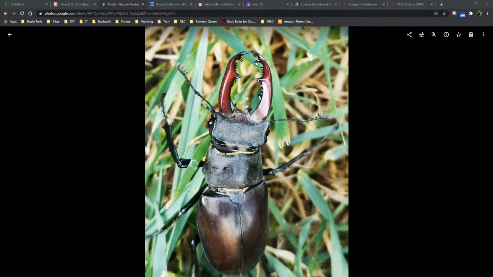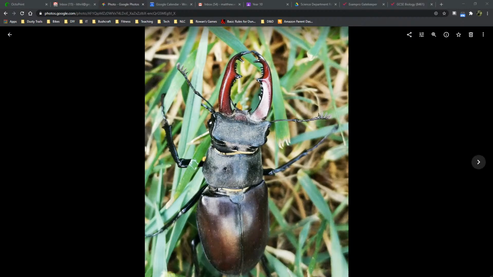They only really use it for attracting the females and for when the males are fighting, because they're actually so big that they can't get enough strength into them to actually cause any damage to us. Whereas the females have much smaller ones that can actually give you a bit of a nip. But the males can't. But yeah, this is one we actually found in our garden.